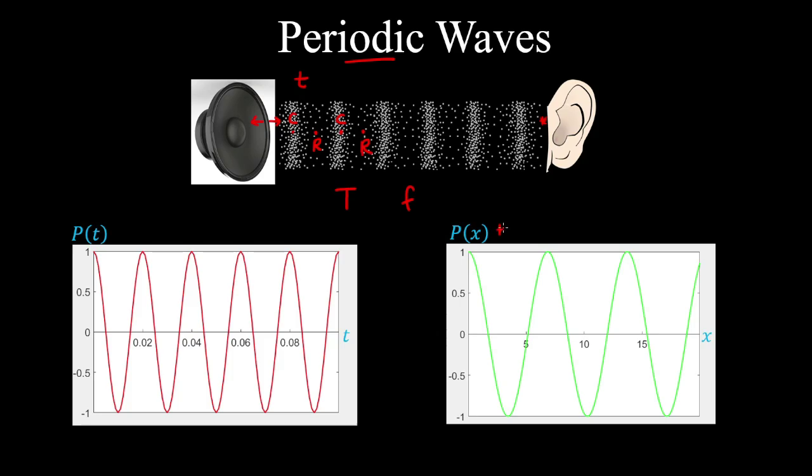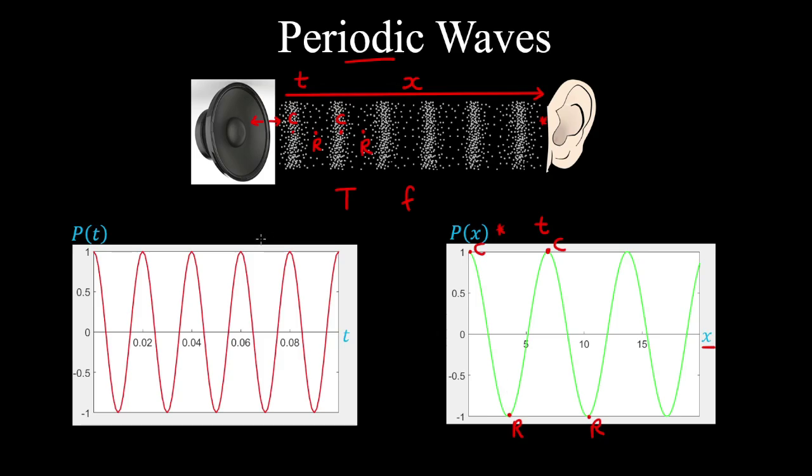This graph represents the pressure versus the distance from the speaker at a specific time t. So this is a snapshot of the medium at a particular time. We have a compression region followed by rarefaction, back to compression, and so on along the x direction.